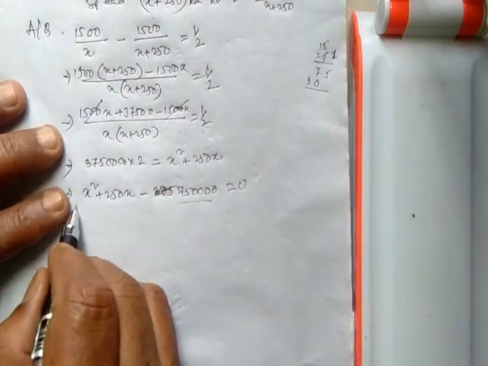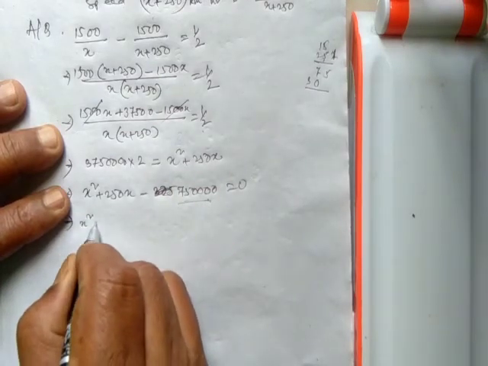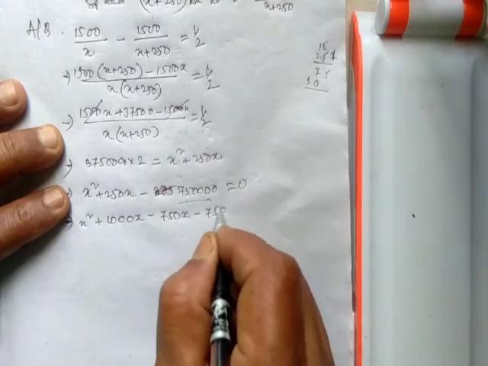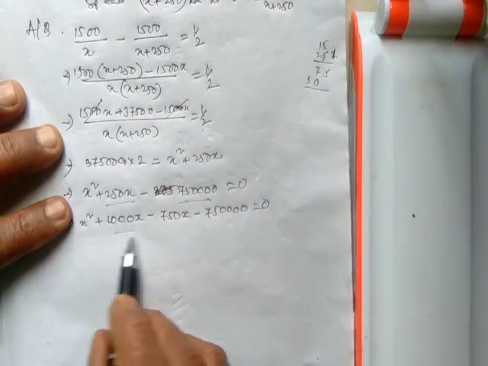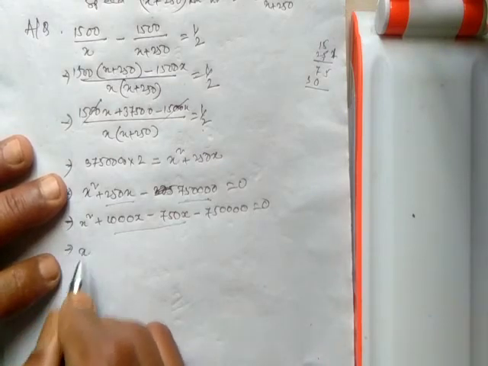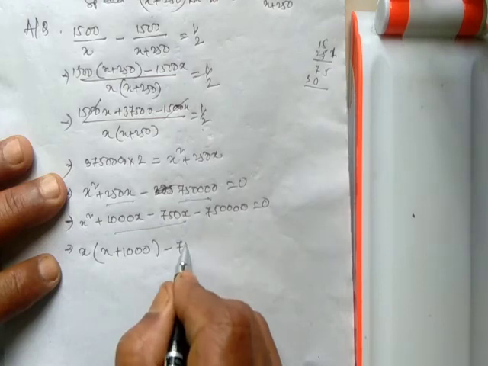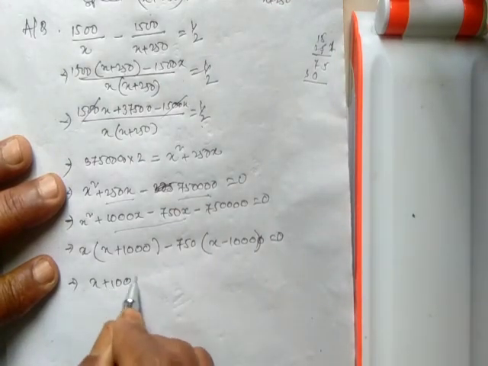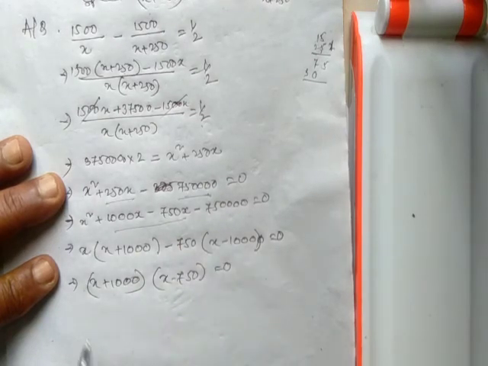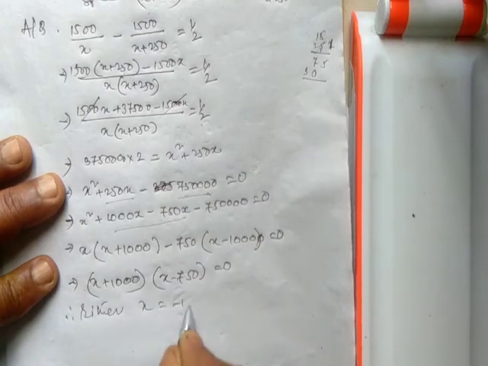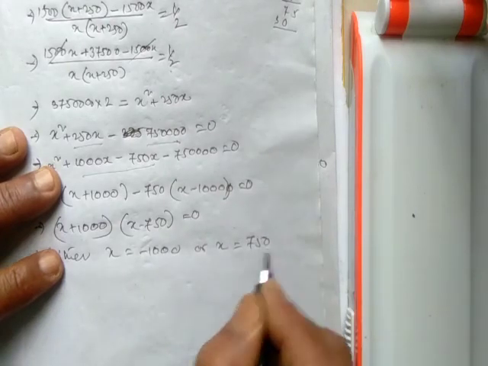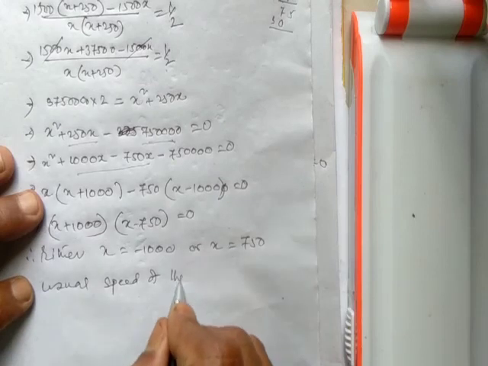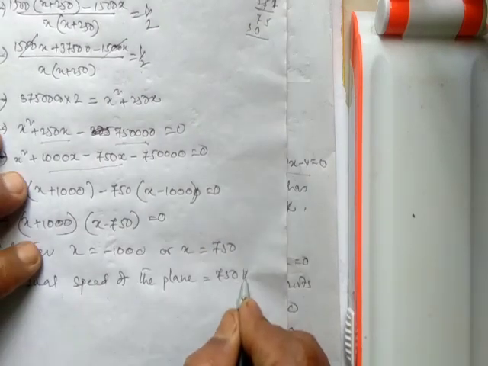This implies factorization. Then x square plus 1000x minus 750x minus 750,000 is equal to 0. This is split. This implies x is common: x plus 1000 minus 750 into x plus 1000 is equal to 0. This implies x plus 1000 into x minus 750 is equal to 0. Therefore, either x is equal to minus 1000 or x is equal to 750. Therefore, the usual speed of the plane is equal to 750 km/h.